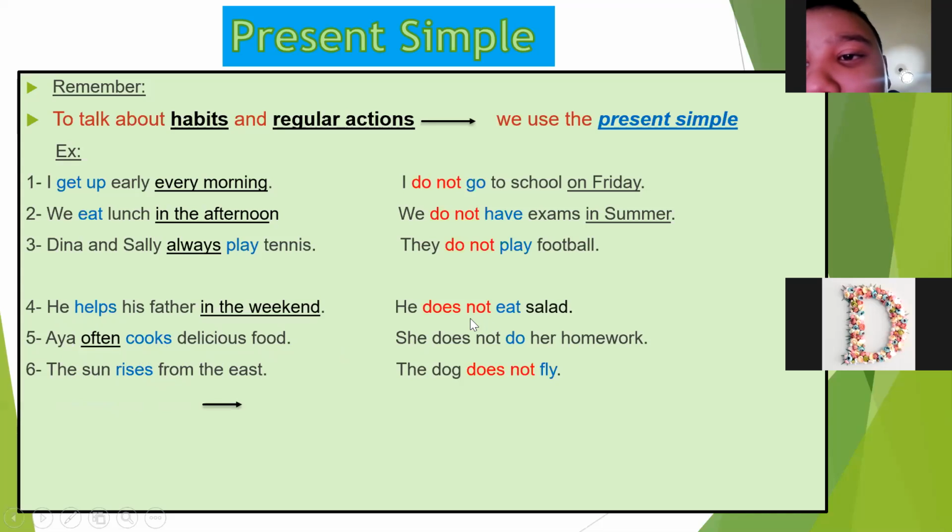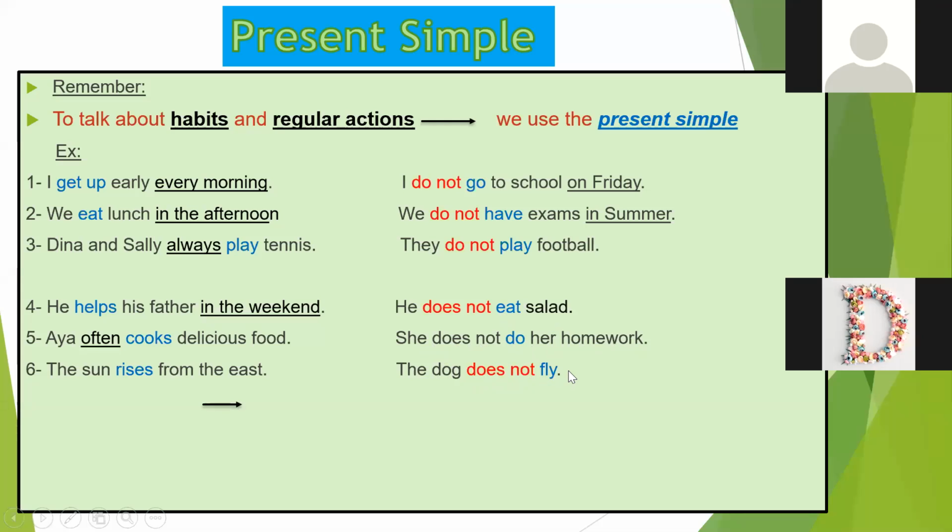Okay, let's see the negative. With he, she, and it, what should I do? I will put don't or doesn't? Yes, of course, I will put doesn't. With he, she, it, I will put doesn't in the negative. So he doesn't eat salad, and after doesn't, I will put the verb stem without S. She does not do her homework. Again, here I put doesn't, and after doesn't, I will put the verb stem and omit ES. The dog doesn't fly. Yes, of course, I will put doesn't, and after doesn't, I will put the verb stem.